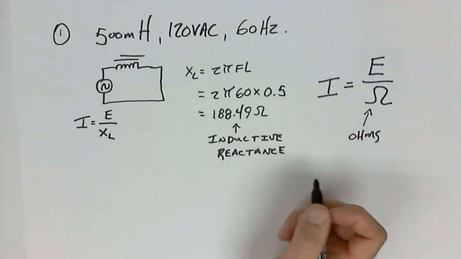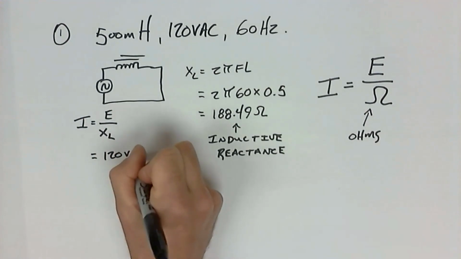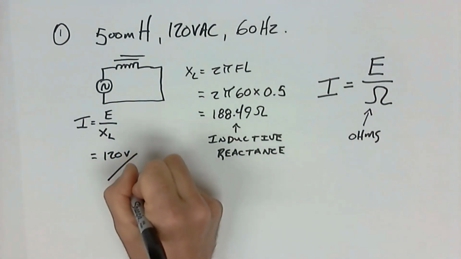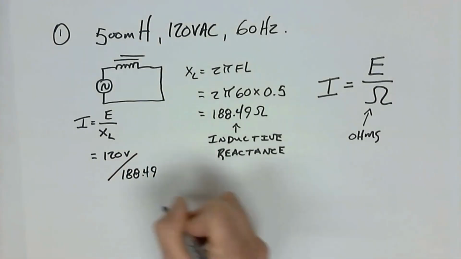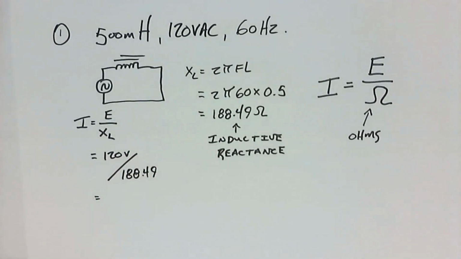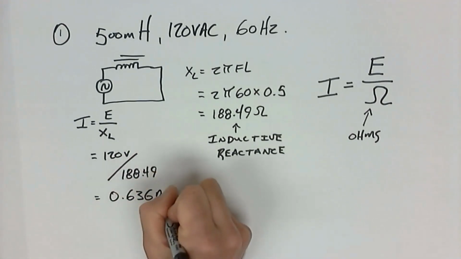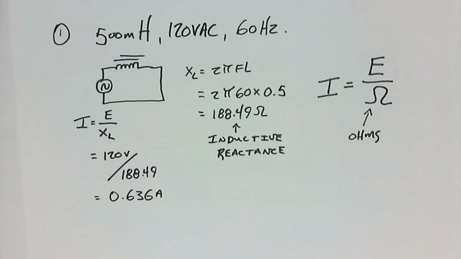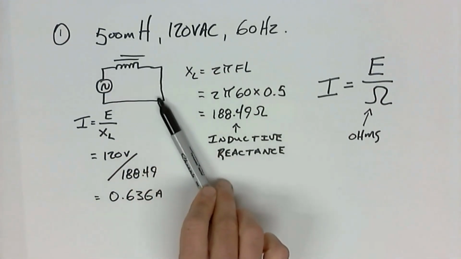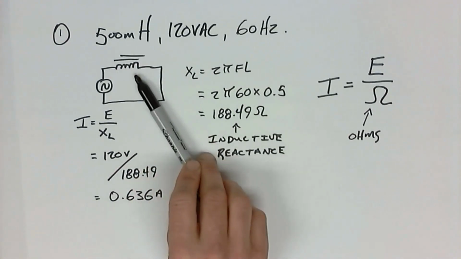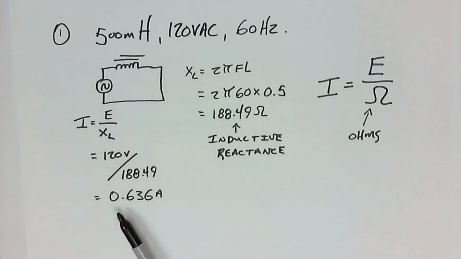I is equal to E over ohms, which would then be 120 volts divided by 188.49. 120 divided by 188.49 gives me 0.636 amps worth of current. There's only one item in the circuit, an inductor. So what voltage would be across the inductor? The full source voltage, 120 volts. And the current flowing through the inductor and through the entire circuit is 0.636 amps.